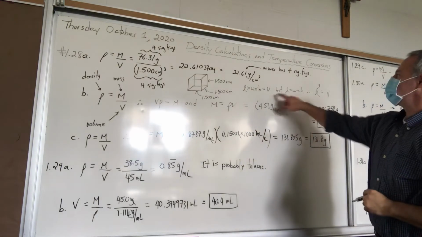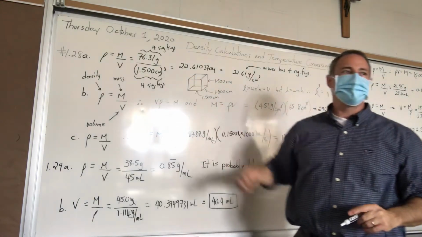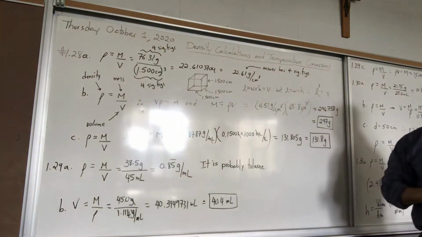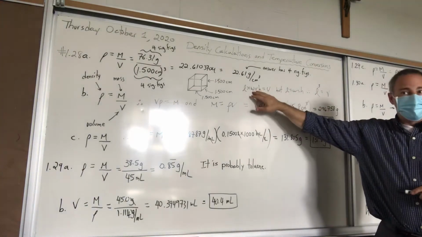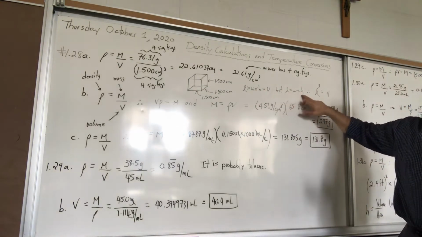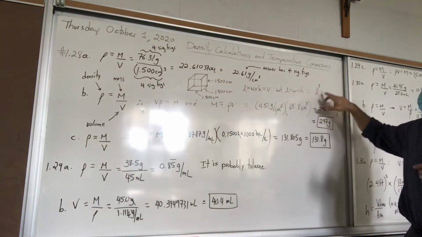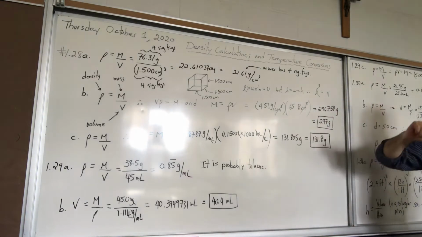Okay, so that's the reasoning behind why I just took that one number and raised it to the power of 3. Can you follow what I did? Yeah, you see how it's all logical? So volume of a cube, length times width times height. But length and width and height are the same. So you can just take one of them and raise it to the power of 3, and you won't say anything wrong. And that's what I did there.